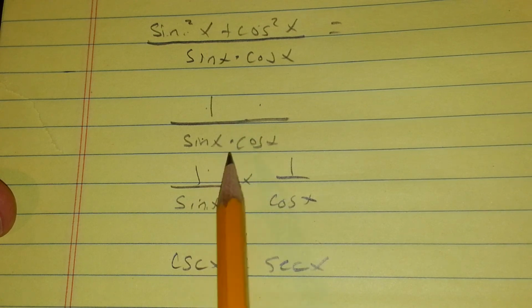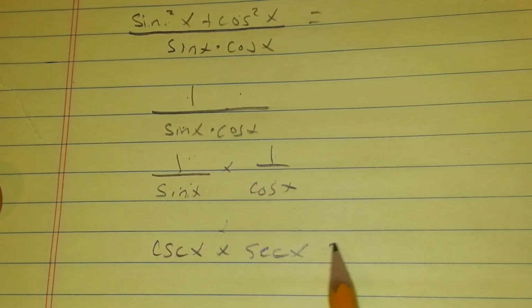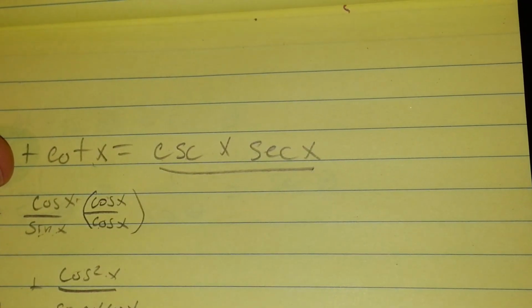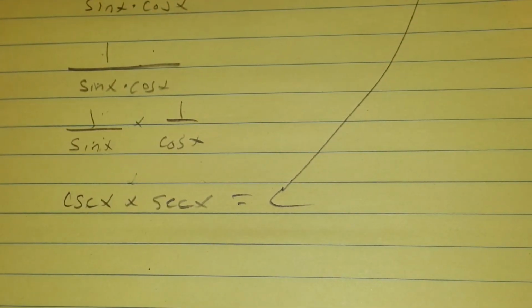So I just broke that up into 1 over sine, 1 over cosine. That's cosecant times secant, which equals, what did we want to prove again? Cosecant x secant x. There you have it.